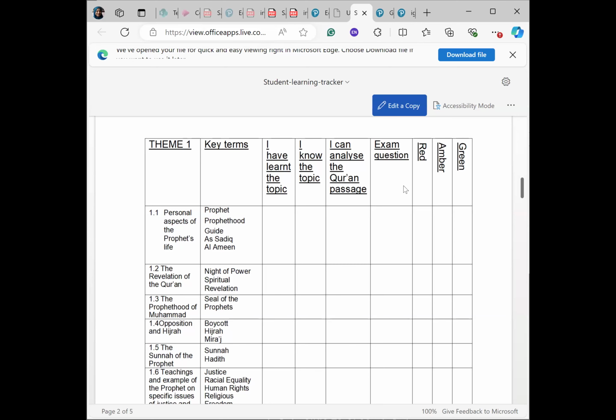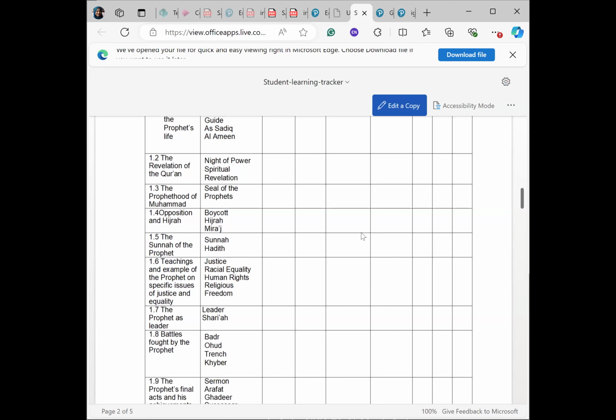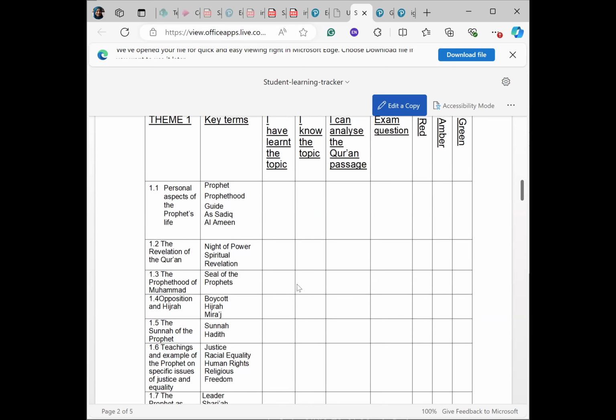At the end of it, have they done an exam question? For example, opposition and hijrah, boycott of hijrah. Again, same thing. Have they learned the topic? Do they know the topic? Can they analyze the Quran passage? So, Amna, this could be a really good exercise for you in the classroom as well.